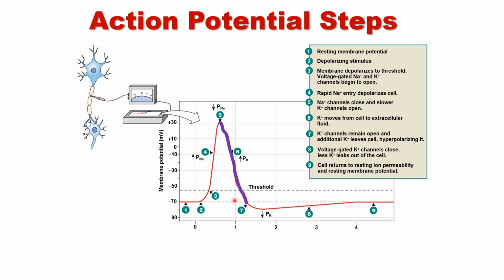And it goes actually past minus 70. It actually gets down into minus 80 or minus 85 in some cases. That's the hyperpolarization phase. We are hyperpolarized until we get back to minus 70. It is during this time that those potassium channels shut and the sodium channels reset.